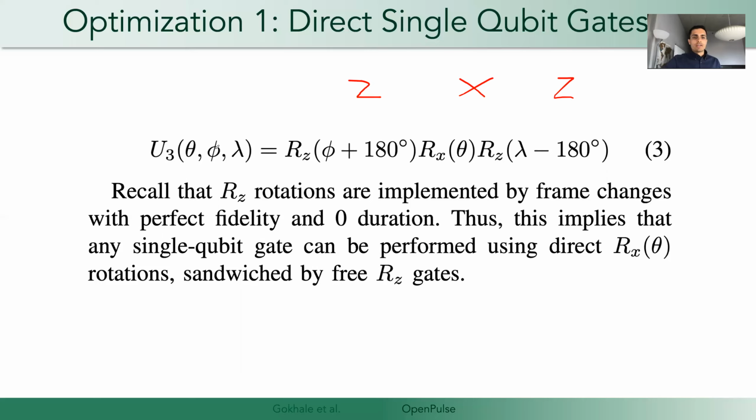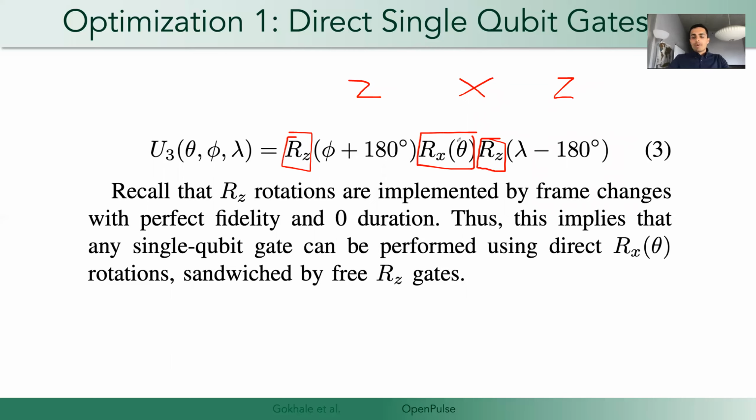And all we show is that if we have the ability to do an Rx of theta, then that, along with a sandwich by RZs, which again are virtual, allows us to do any single qubit rotation using just 3 steps. And again, RZs are totally free with 0 duration. So this whole process is only bottlenecked by the Rx of theta success.